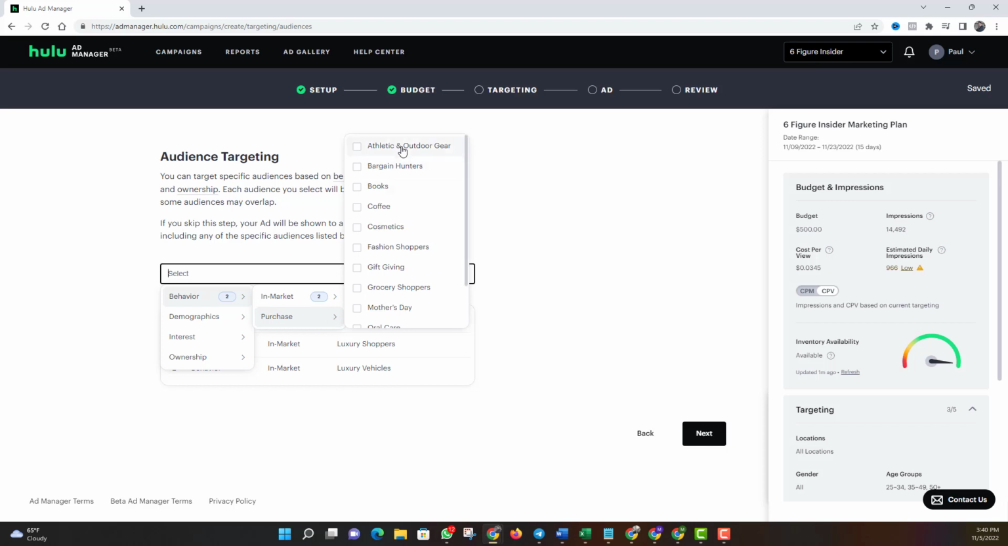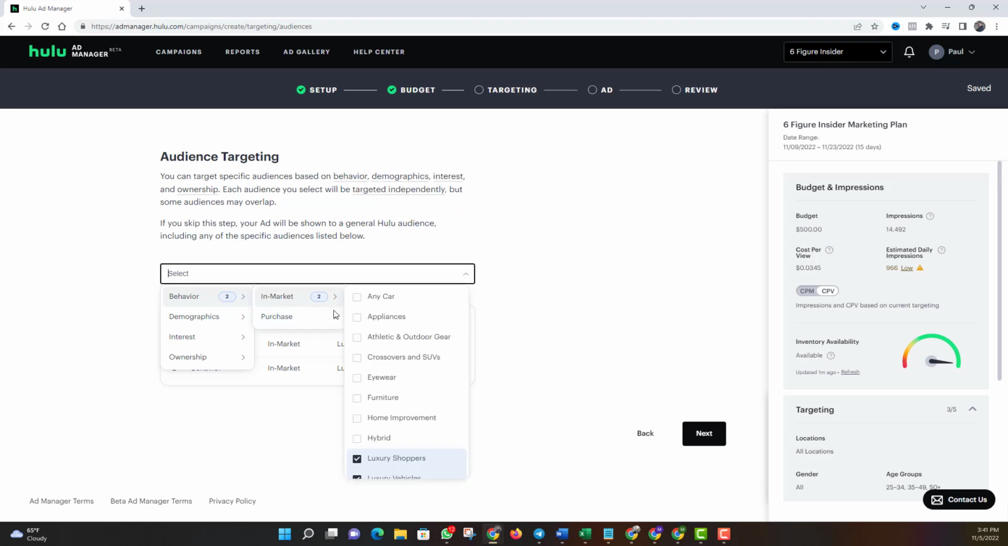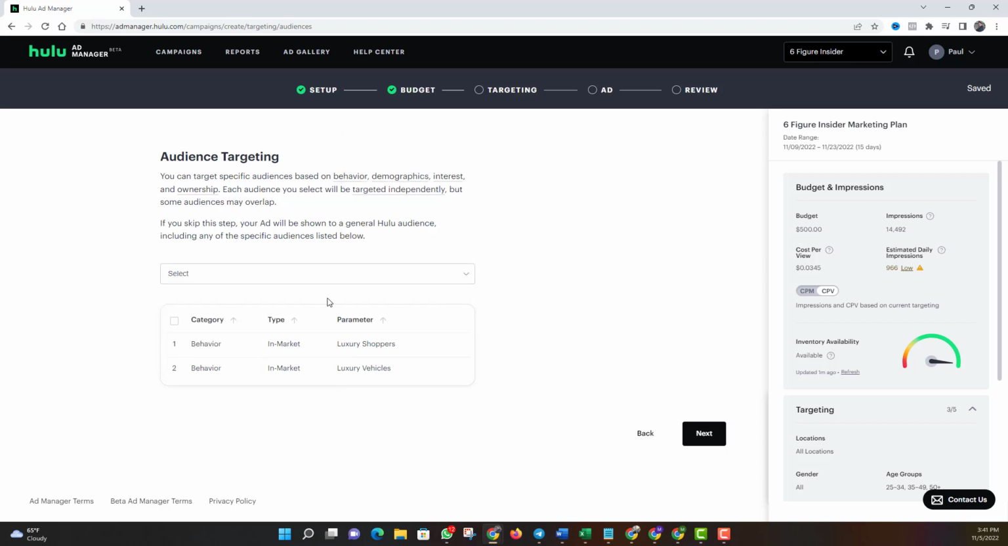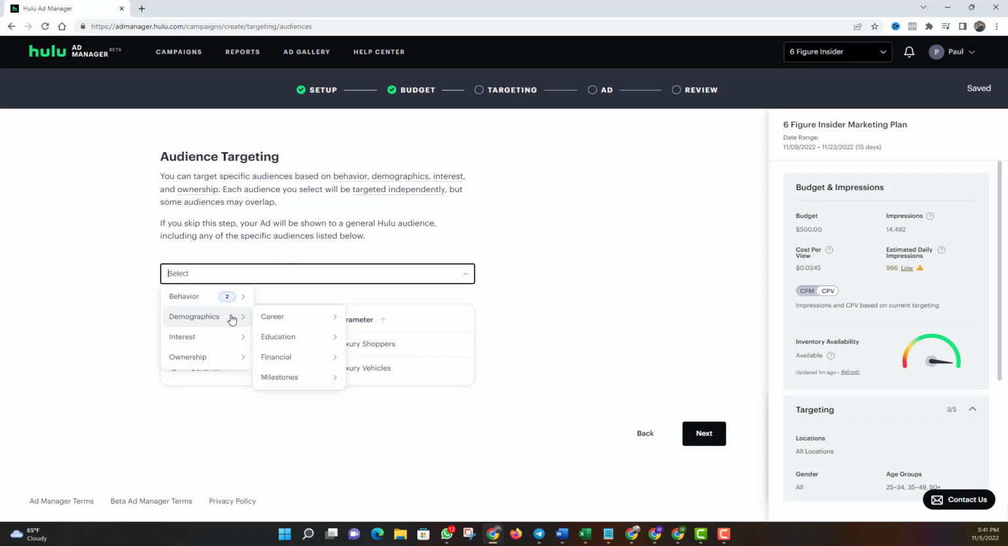So we've got purchase. These are things that maybe they've purchased in the past. And so if you were doing supplements, you could actually target people that are more affluent, looking for luxury items, that also shop for vitamins, and that could be a way you could really narrow it down. So some interesting behavioral targets you can do there.